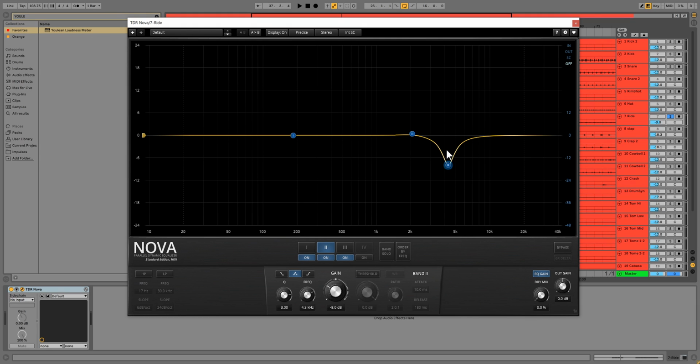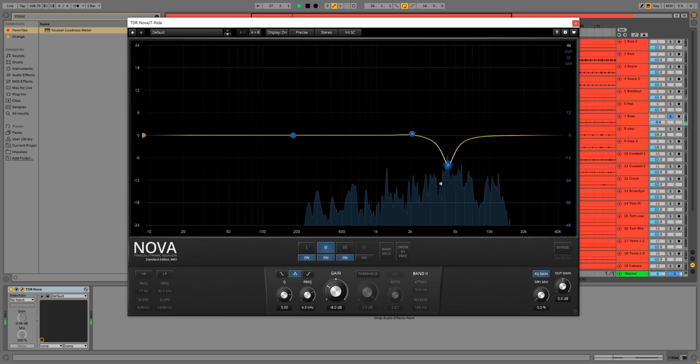Now, you could also get the help of a frequency spectrum analyzer, which is also in this EQ, but I did not turn it on on purpose because I wanted to show you how to find this by ear. But I'm pretty sure that if I turn this on, you will see some stuff happening here that we found by ear. Right there.